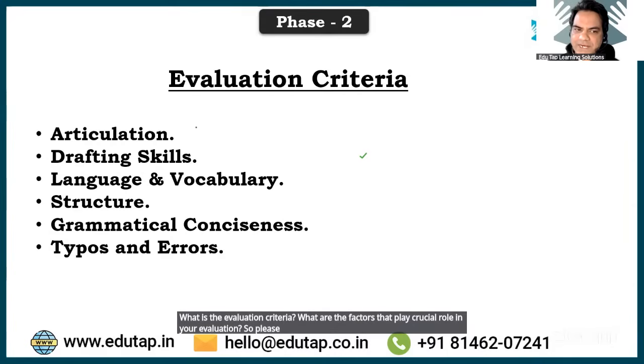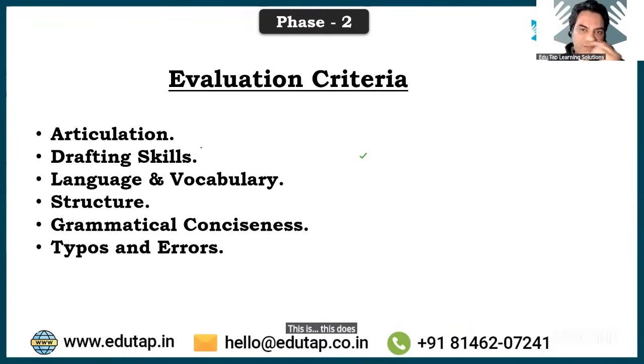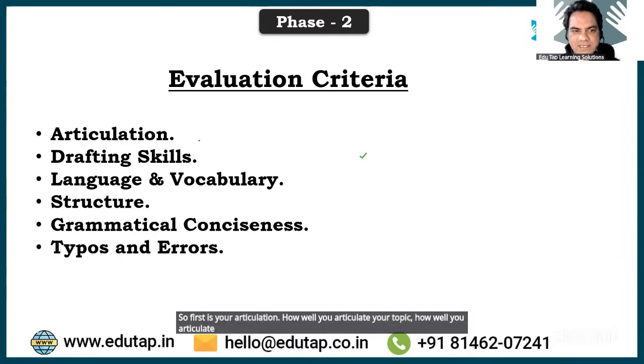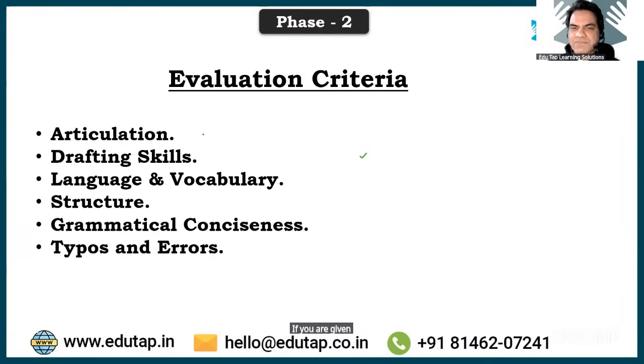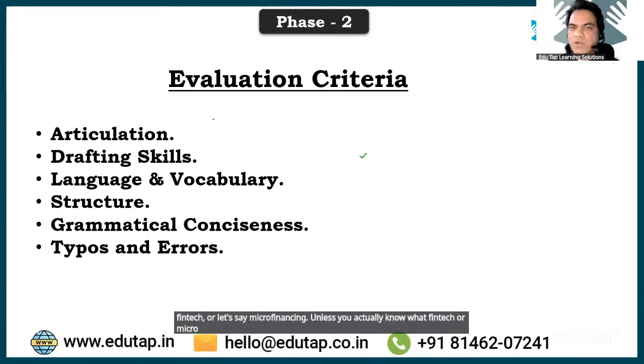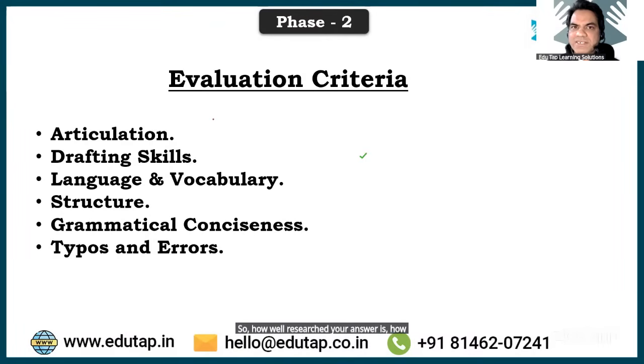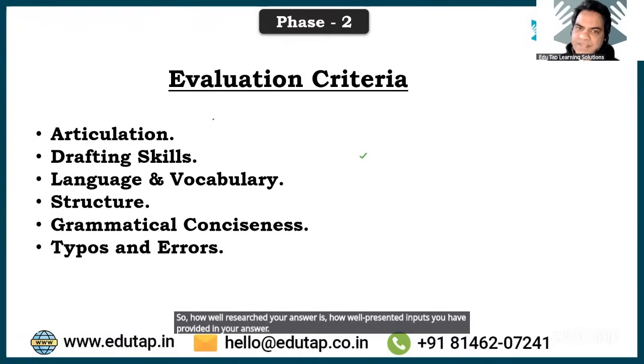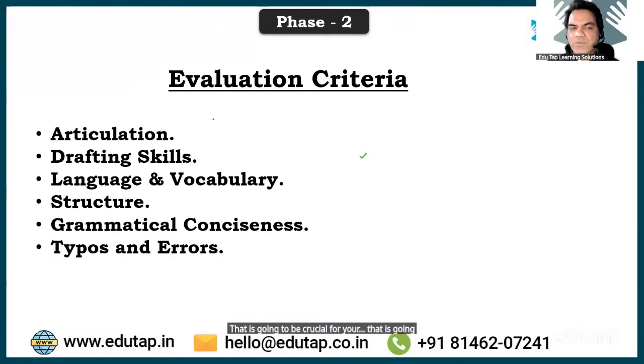So please understand from the get-go, this does not apply only to essay writing. It applies to all the answers in descriptive English, be it essay writing, be it comprehension, or be it precis. So first is your articulation, how well you articulate your topic, how well you articulate your answer. If you are given a topic based on fintech or, let's say, microfinancing, unless you actually know what fintech or microfinancing is, you'll not be able to justify your answer. So how well researched your answer is, how well presented the inputs you have provided in your answer are, that is going to be crucial for you.